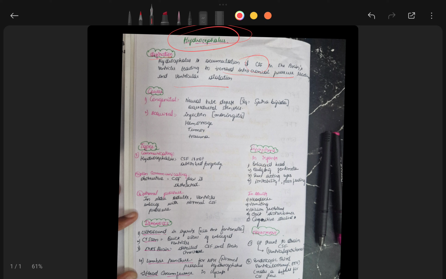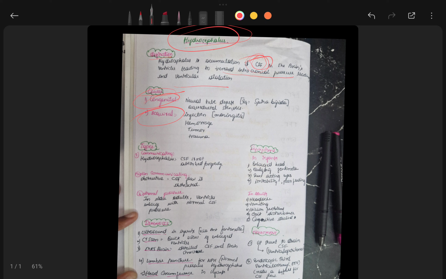Usually, there will be CSF present in the ventricles, but when there is increased accumulation of this CSF in the ventricles, this leads to hydrocephalus. Maybe this is due to decreased drainage or increased production. Causes for these may be congenital causes or acquired causes.